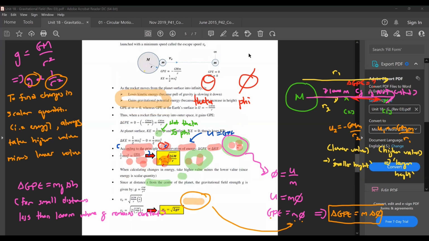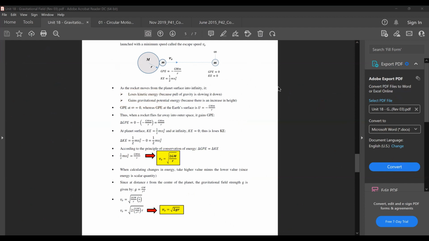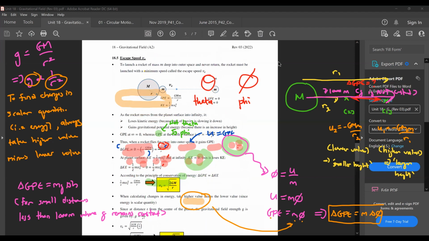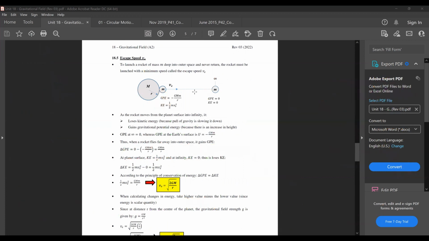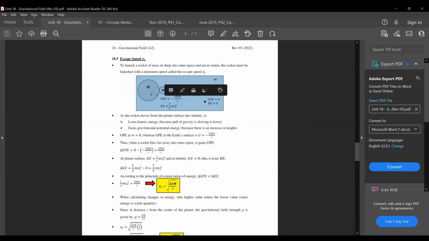Okay, now there is one last thing, escape velocity. Let me just go through this and then we're done with the chapter already. And after that, we can start doing some of the questions. Okay, now, so the last thing that you will need to learn is something called escape speed. Okay, escape speed is pretty straightforward.